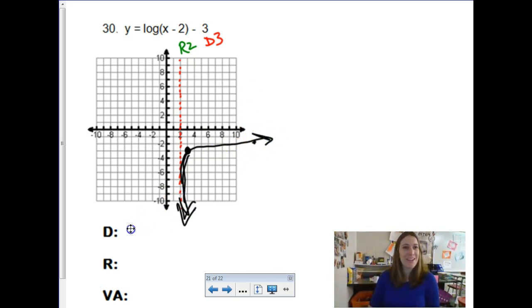Yuck. All right, the domain, now that I see it's been shifted right 2, shifted everything right 2, including the domain, so 2 to infinity for domain. Range is always -infinity to infinity, and the vertical asymptote, instead of being at 0, is now at x equals 2 because everything was shifted right 2. Again, don't worry about end behavior, we're not doing that. All right, so that should give us enough examples.